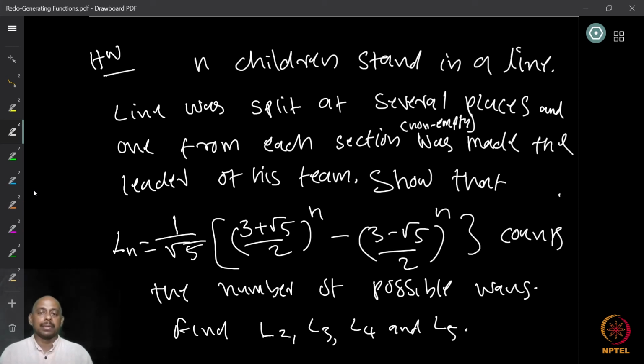Count the number of possible ways of doing this. Okay. So n children stand in a queue. The line was split at several places. One from each section was made the leader of his team, and the number of ways of doing this is counted by this formula. And then once you find this formula, use it to find L2, L3, L4, and L5.